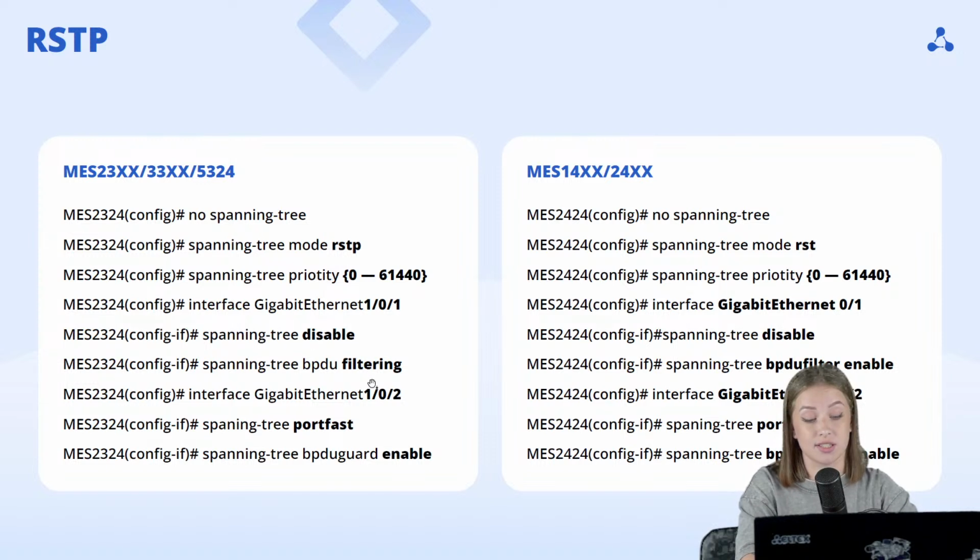In the second scenario, we are enabling the feature of the portfast mode. So the interface will be immediately in the forwarding state. And also we are enabling the BPDU guard feature, which will turn the port to the shutdown state when it receives any STP BPDU frame.